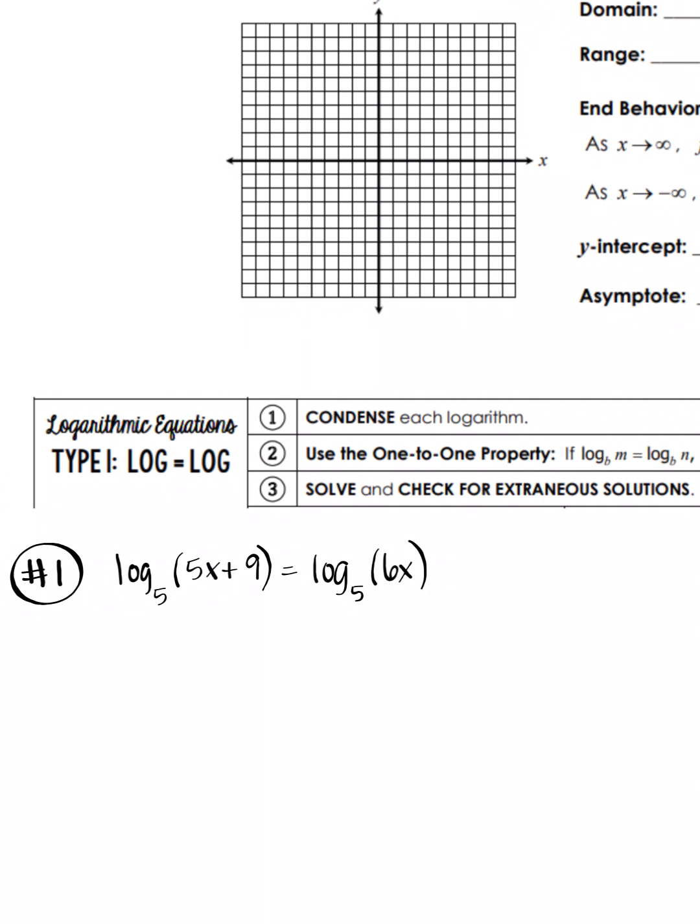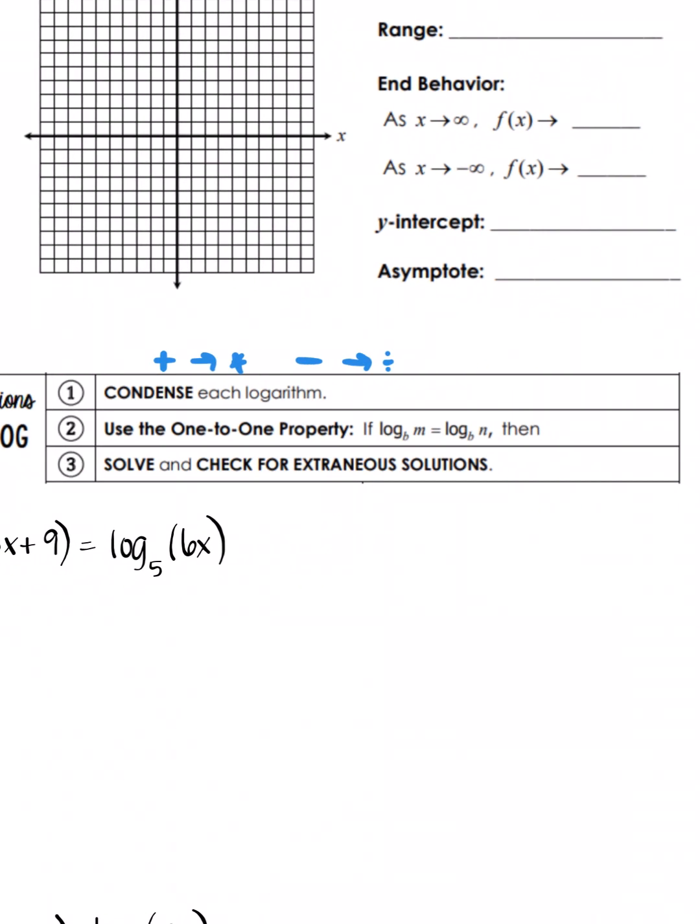We want to first use the log properties to condense or simplify logarithms if needed. So reminders of those properties: when we add logarithms, that really means we're multiplying. When we subtract two logarithms, that really means we're dividing. And when we have numbers in front, they really become powers.